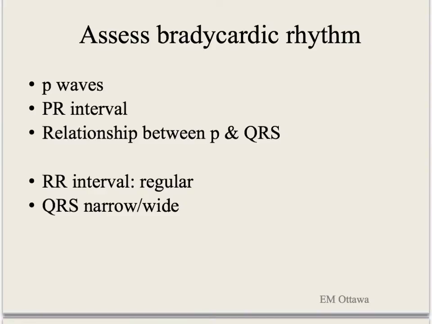To assess a bradycardic rhythm, we look at the following: whether there are P waves. If there are P waves, what is the PR interval? What is the relationship between P and QRS, whether there are P waves before each QRS complex, and whether there is a QRS complex after every P. We then look at the RR interval to see if it is regular or not, and whether the QRS complexes are narrow or wide.